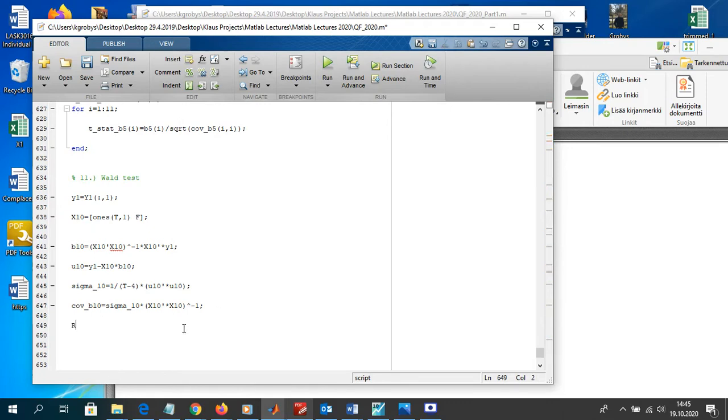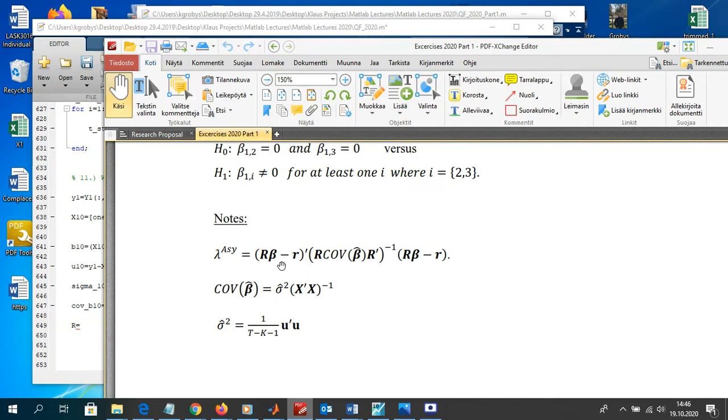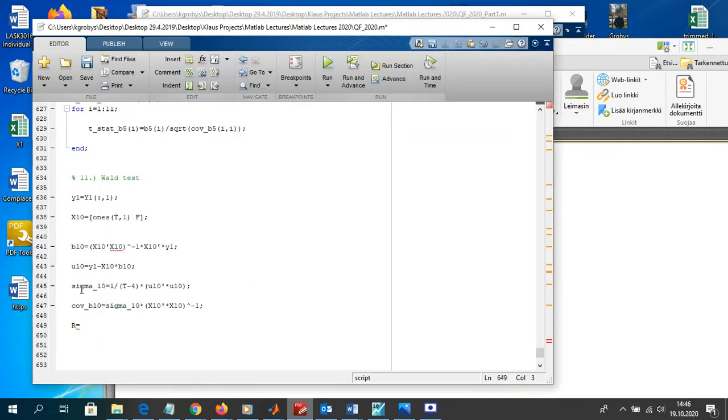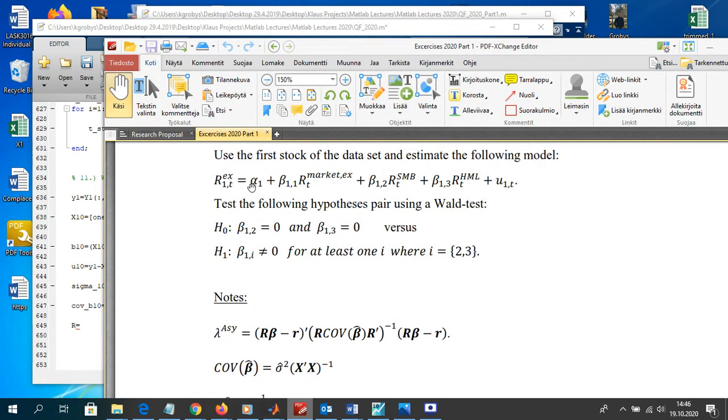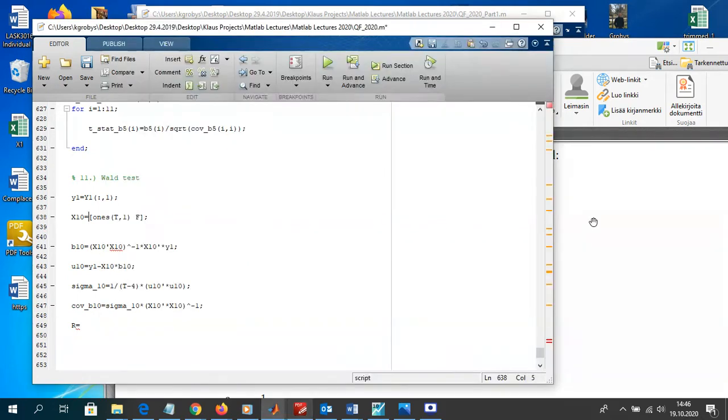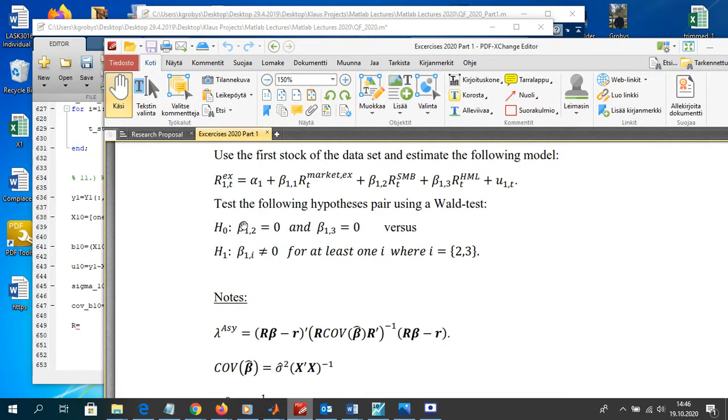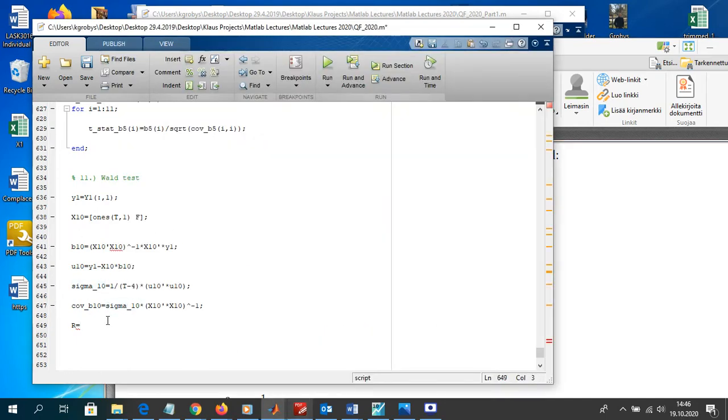So then we have to define our R. You remember this matrix, and this is an L by K plus 1 matrix. K is 3 because we have 3 regressors, plus 1 because we also have an intercept term. So K plus 1 is 4. And L is 2 because we have 2 restrictions: these 2 point estimators should be 0. So if R is an L by K plus 1 matrix, in our case R needs to have the dimension 2 by 4.